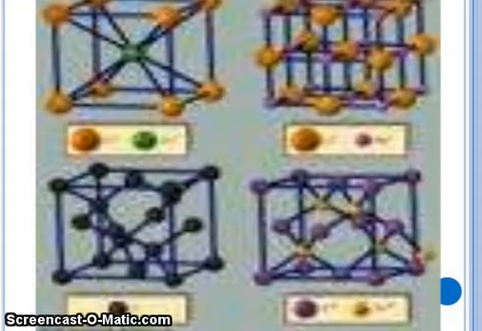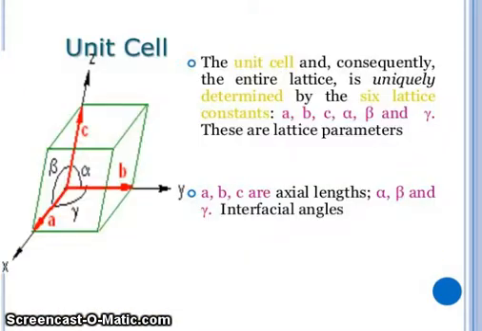You can see here the unit cell, and consequently the entire lattice, is uniquely determined by the 6 lattice constants a, b, c, alpha, beta and gamma. These are lattice parameters. a, b, c are axial lengths, and alpha, beta and gamma are interfacial angles.